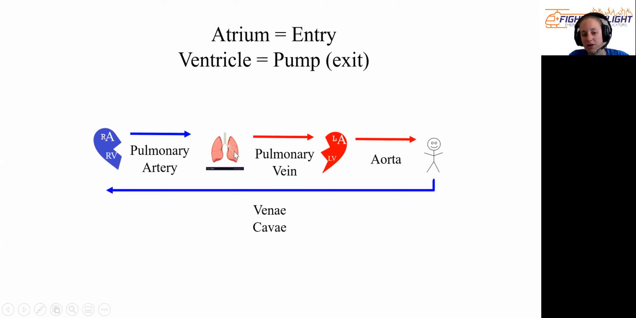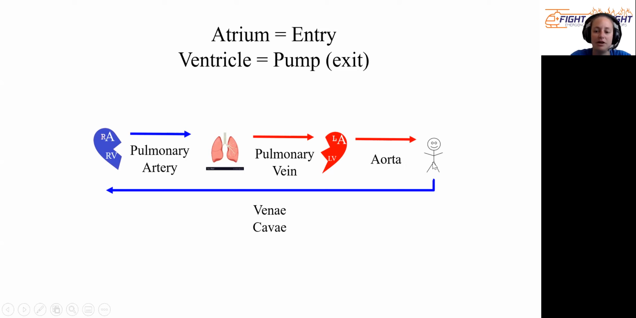Now we're going towards the heart, so we have pulmonary vein because it's going towards the heart. Okay, we've already been through the right side of the heart, so now we're in the left atrium for entry. Then we'll go through the left ventricle. Then we'll go through the aorta out to the body.